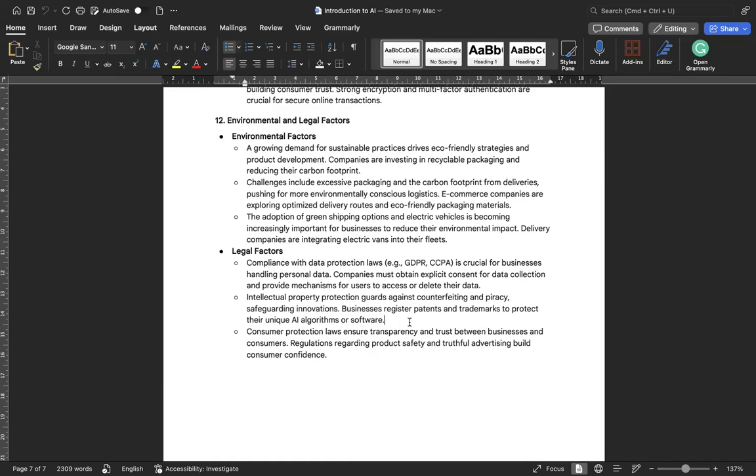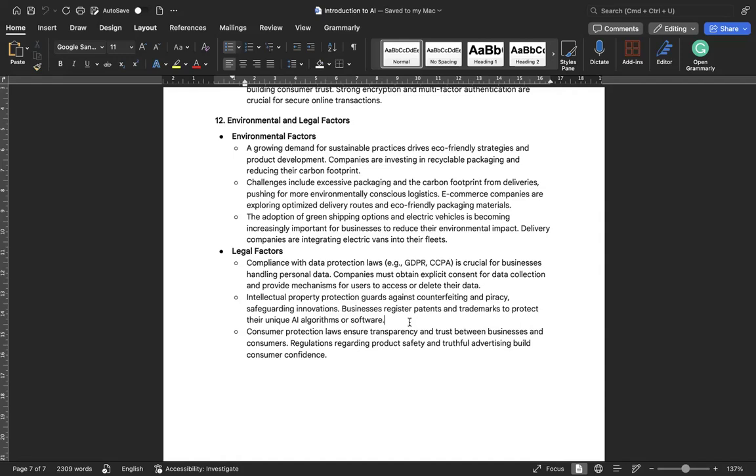E-commerce companies are exploring optimized delivery routes and eco-friendly packaging materials. The adoption of green shipping options and electric vehicles is also becoming increasingly important for businesses to reduce their environmental impact. Delivery companies are integrating electric vans into their fleets. These are the applications or examples which we can take under the environmental factors.